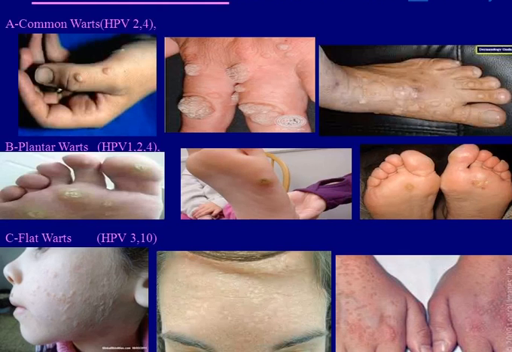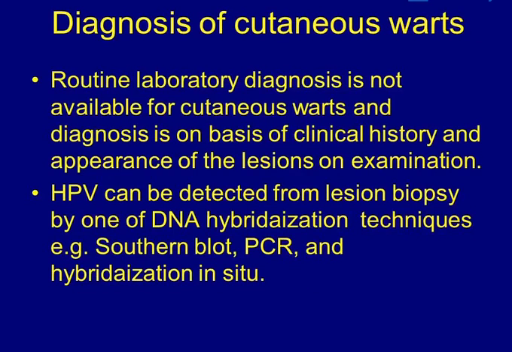1. Cutaneous warts. A. Common warts, HPV 2, 4. B. Plantar warts, HPV 1, 2, 4. C. Flat warts, HPV 3, 10. Diagnosis of cutaneous warts. Routine laboratory diagnosis is not available for cutaneous warts, and diagnosis is on the basis of clinical history and appearance of the lesions on examination. HPV can be detected from lesion biopsy by DNA hybridization techniques, for example Southern blot, PCR, and hybridization in situ.